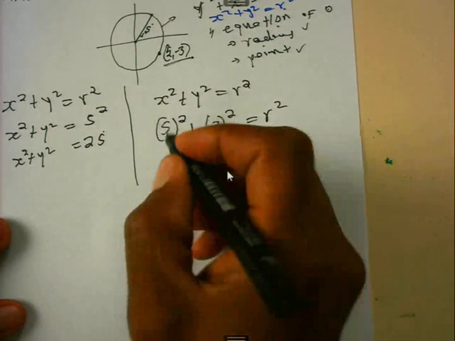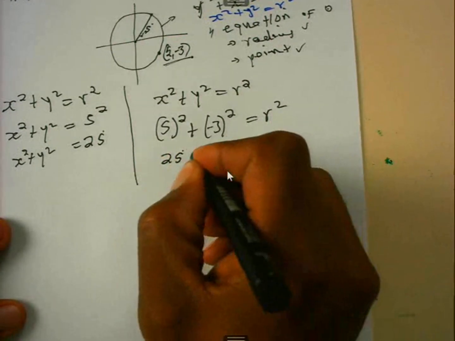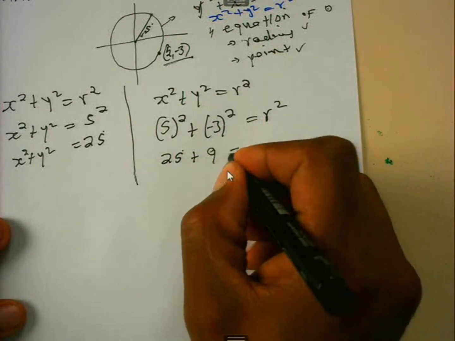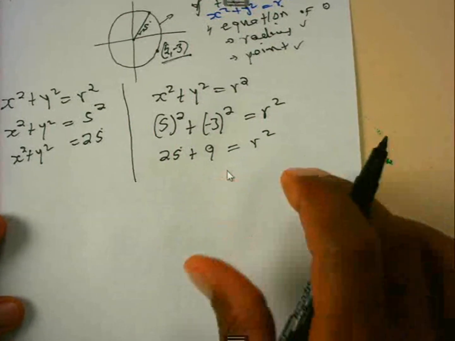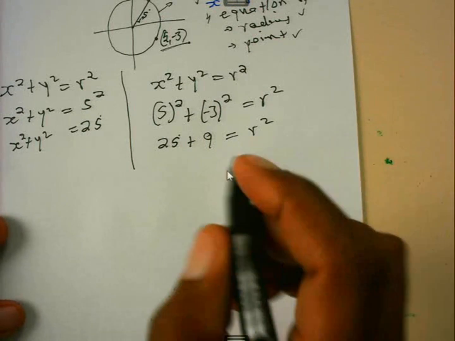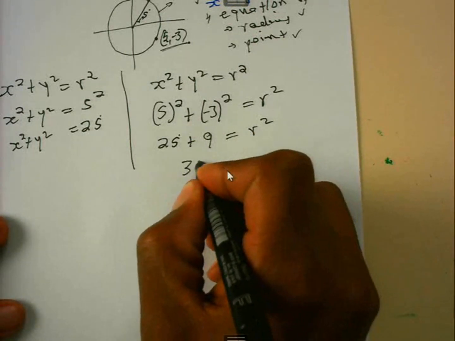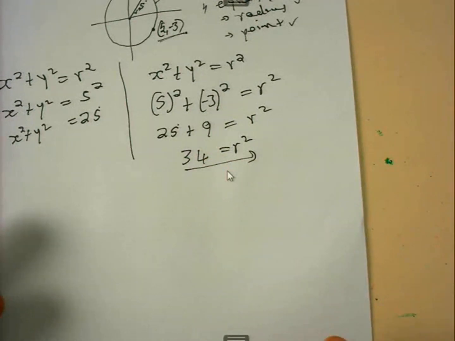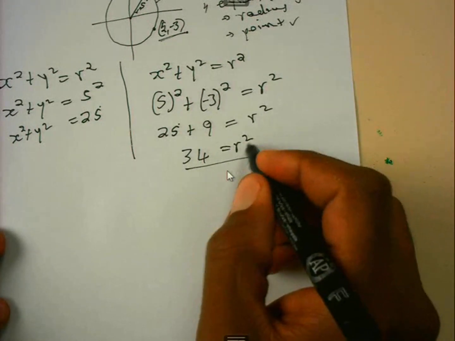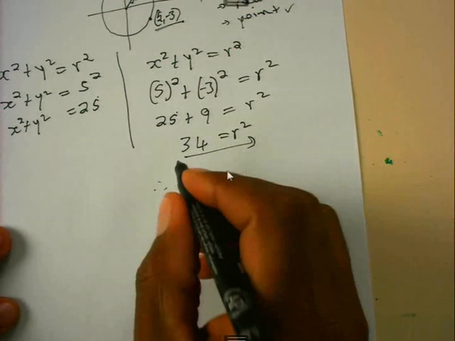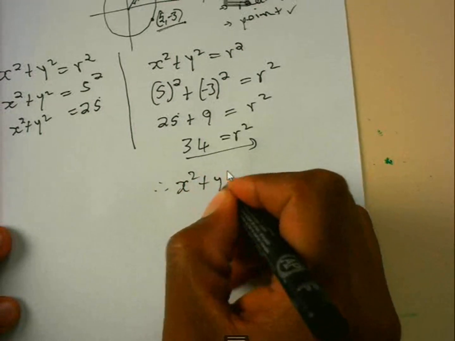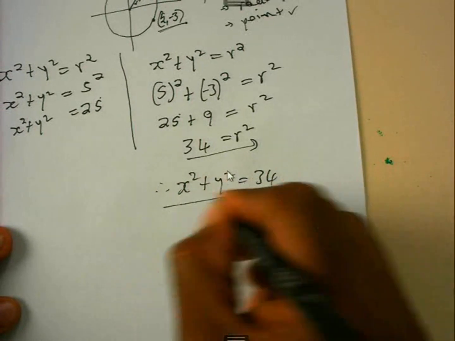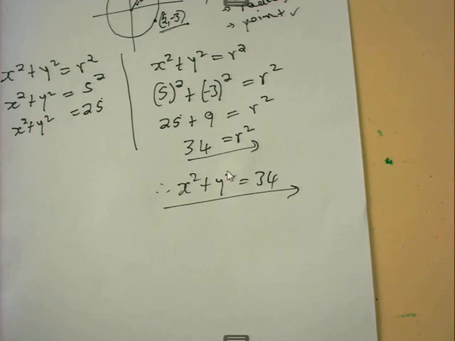And then from here, you say 5 squared is what? It is 25. Minus 3 squared is 9. When I add 25 plus 9, of course, that will be 34. So 34 is equal to r squared. Now, immediately I can see the equation of the circle here. The radius here, r squared is equal to 34. Therefore, the equation will be x squared plus y squared is equal to 34.